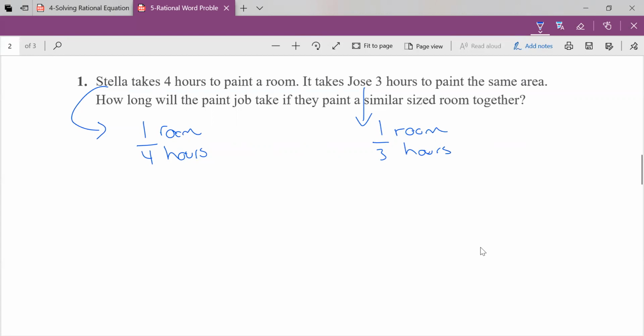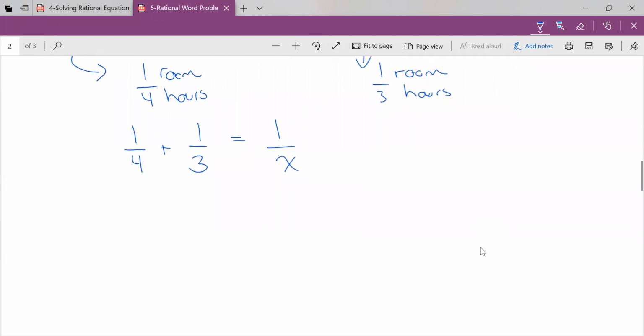Well, if they're working together, we hope, as long as they're getting along, that it's going to go faster, right? Not always the case. Well, what's their new rate? Well, again, now it's going to be they're still painting one room, but I don't know how many hours. So let's call x the number of hours it's going to take for them to paint that room. There it is. I've set up my equation. And sometimes just setting up that equation is the most complicated part.